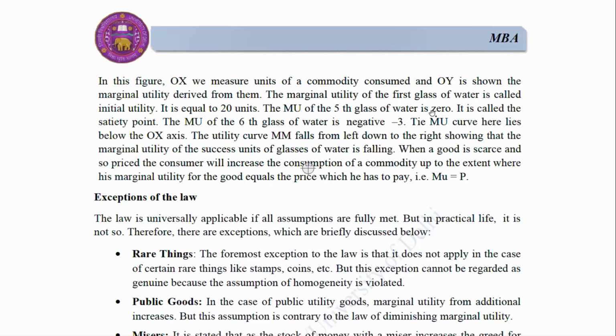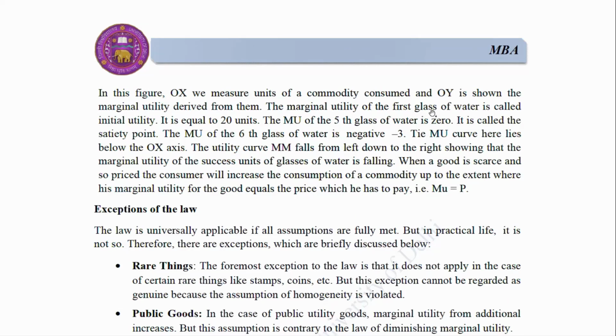The marginal utility of the sixth glass of water is -3. The marginal utility curve here lies below the OX axis. The utility curve MM falls from left down to the right, showing that the marginal utility of the successive units of glasses of water is falling.